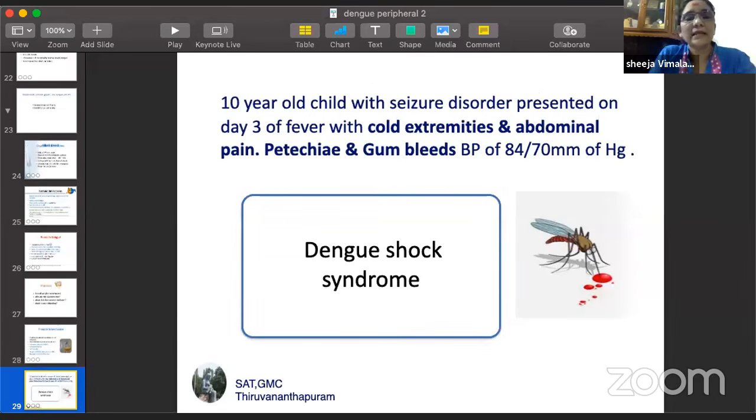So now coming to the next case, a 10-year-old child with a seizure disorder who presented on day 3 of fever with cold extremities and abdominal pain. He had petechiae and gum bleed. His BP was 84/70. So the child was correctly diagnosed as having dengue shock syndrome and immediately referred.